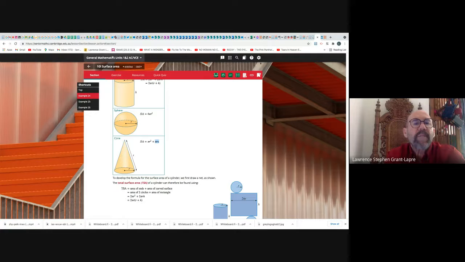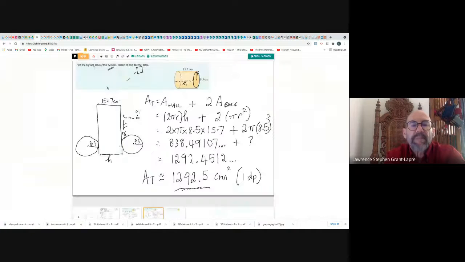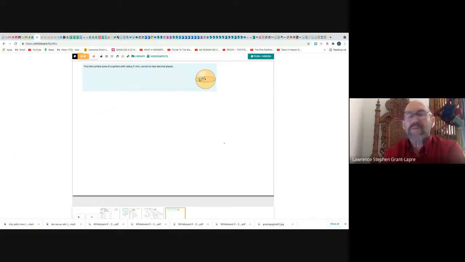So let's have a look at one more example, and that will finish. You can carry on and try those exercise questions. So this is a sphere. I'm not going to do a net of this. I'm just going to go total surface area straight up is the same as 4 pi r squared because it's a sphere. The radius is 5, so it's 4.